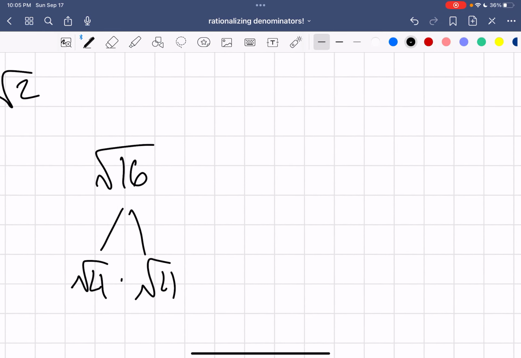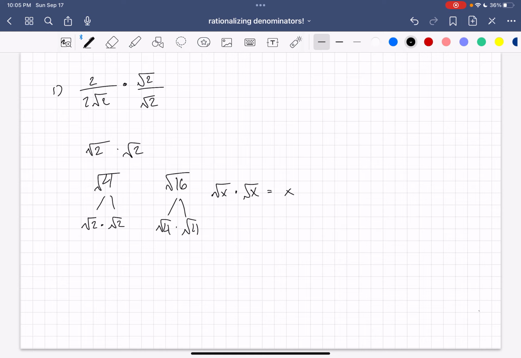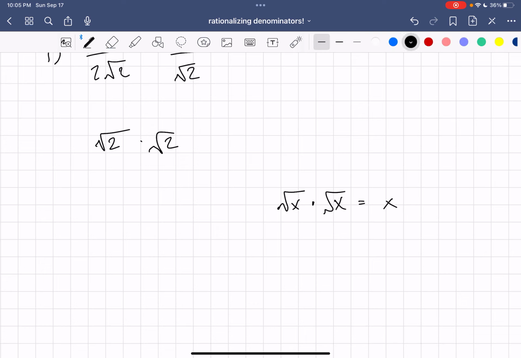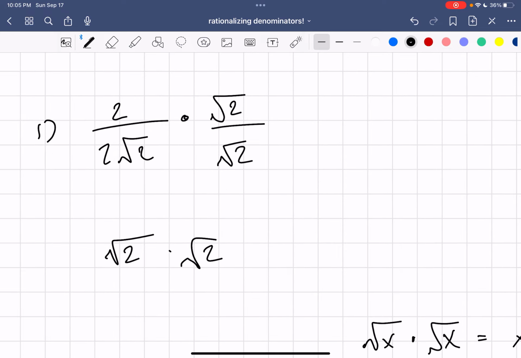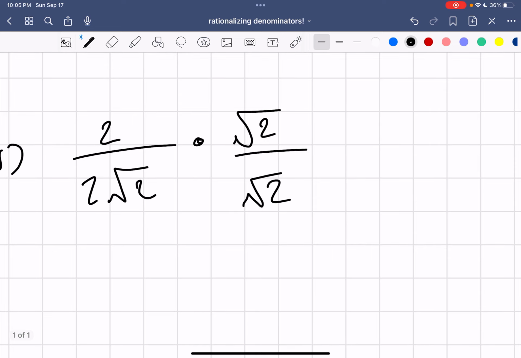It means that the square root of any number times the square root of that same number is equal to that number. So when you multiply that together, you get rid of the radical, which is why we're doing that right now, and why we're doing the fraction thing.